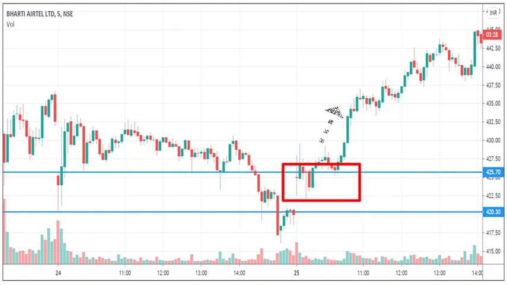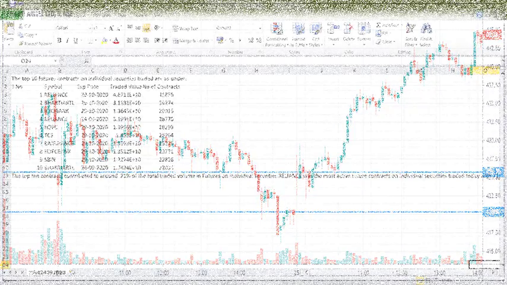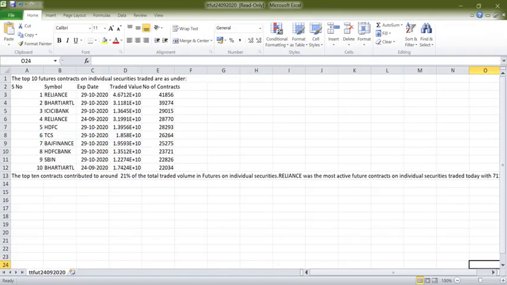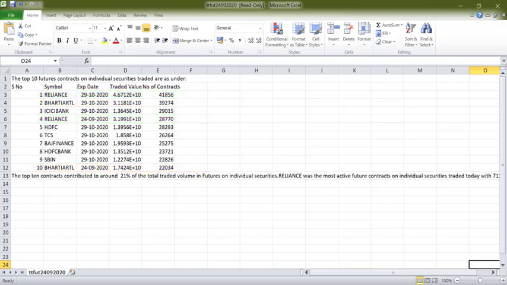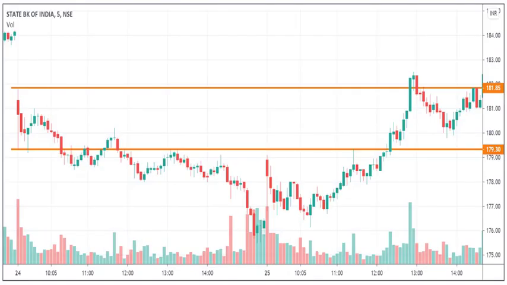In this case, we have a breakout toward the upside, so we will be focusing on long trades on this day in Bharti Airtel. And in this Excel, notice how Reliance and Bharti Airtel are repeated twice. This happens when the market is near an expiry. If you look at this expiry column, both the September and October month contracts of Reliance and Bharti Airtel have been trading with high volume. That is why we see these stocks 2 times on this list. Moving on to the next stock.